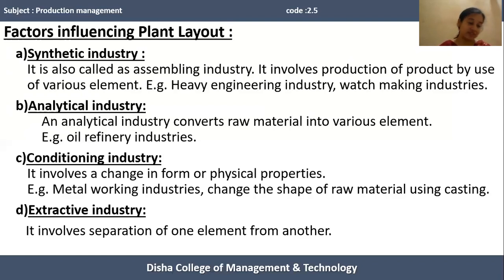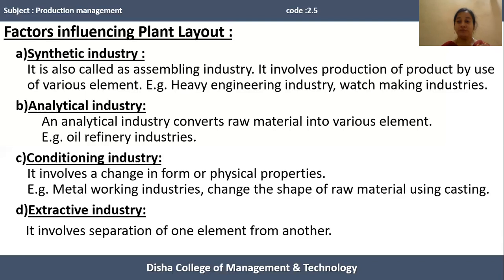Next comes the extractive industry. The extractive industry involves separation of one element from another. So this industry only works for separating one element from another. An example is separating iron from iron ore. So, according to the type of industry, generally the production manager designs the layout of the plant.